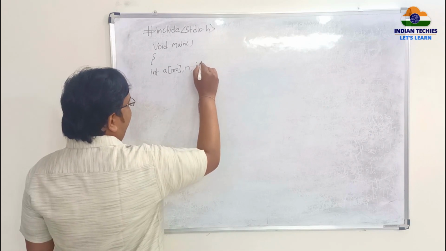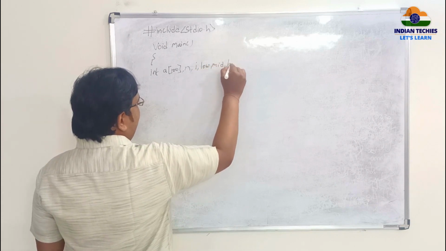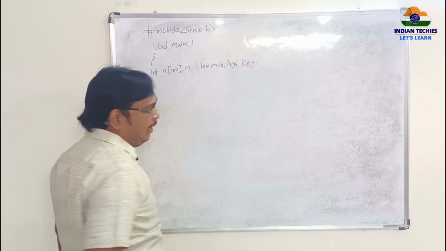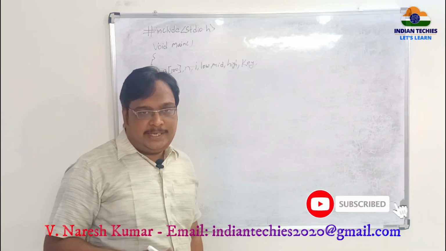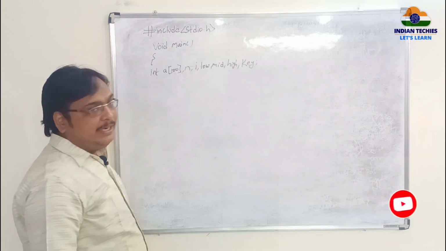Next, always we will take low value, mid as well as high. Also we are going to take an element key. Key, what is the key? The value that you want to search for is considered as a key. Next, out of 100, how many values do you want?